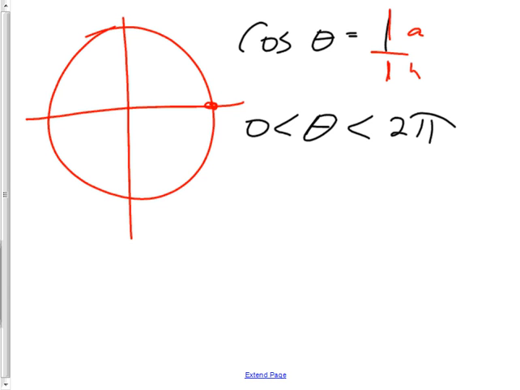Here, or here, or here, or here. And this is at 0, 1. This is at, no wait, 1, 0, sorry. This one's at 0, 1. This one's at 0, -1. And this one's at -1, 0. Okay, which spot is it then?